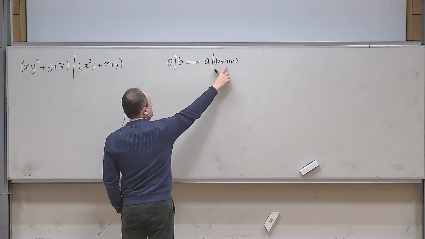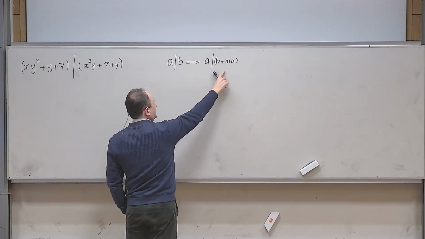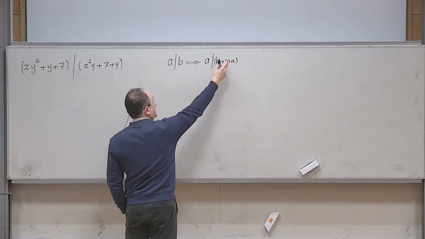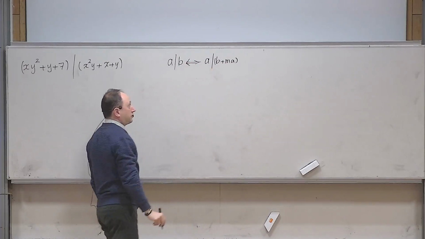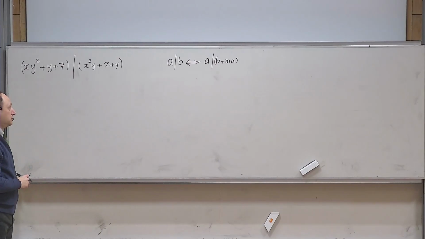If m is an integer and I know this is true, I can conclude that this one is true, and the other way around. If I have a multiple of the left-hand side as a summand on the right-hand side, I can drop it. That theorem was discussed in lecture number 3 on the same elementary number theory playlist.